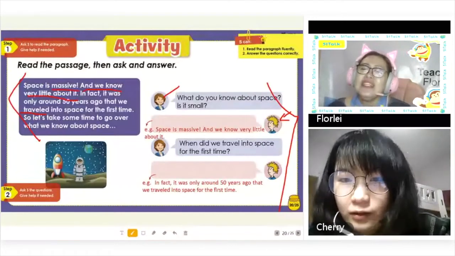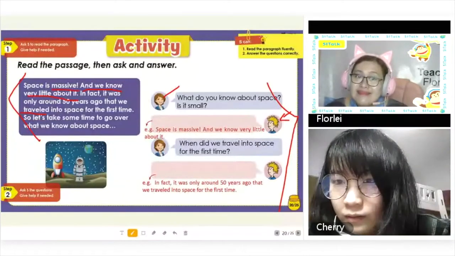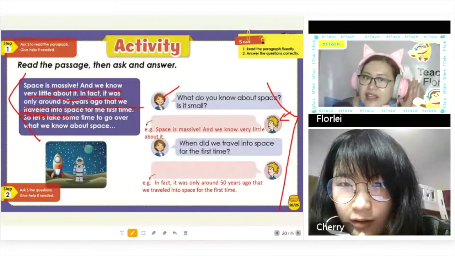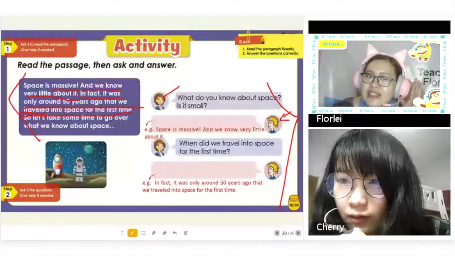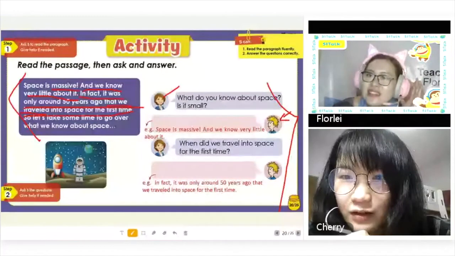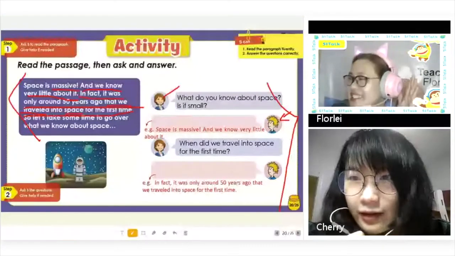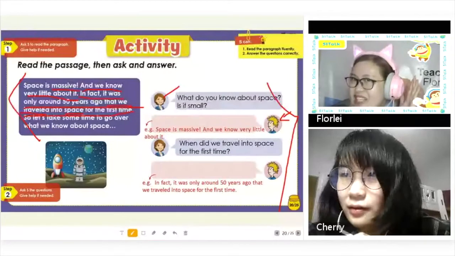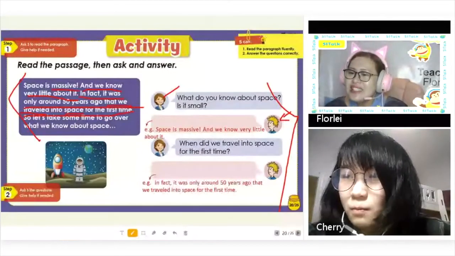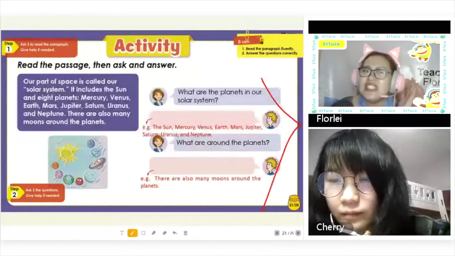Very good. When did we travel into space for the first time, Cherry? When was it? Travel into space for the first time is only around 15 years ago. That we traveled into space for the first time. Very good. Let's repeat again. Space. Very good. That is a job well done. Let's go to the next page. Okay, let's read the passage again and continue with our conversation.